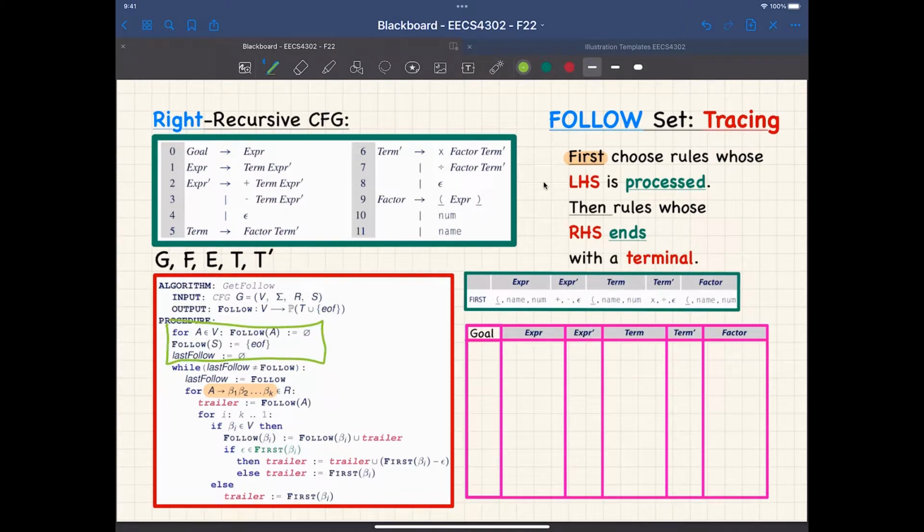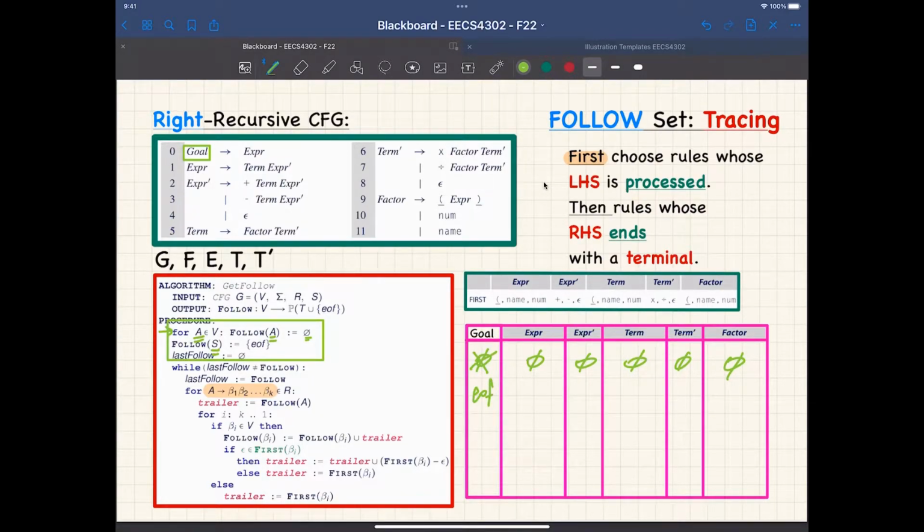If you look at the initialization, the first line here says that for every variable, their follow is simply empty. So you can think about it as we start with just empty for now, or simply don't put anything in there. The only thing we have to add is the follow set for the start variable, in this case the goal. Rather than the empty set, it's actually going to include EOF.